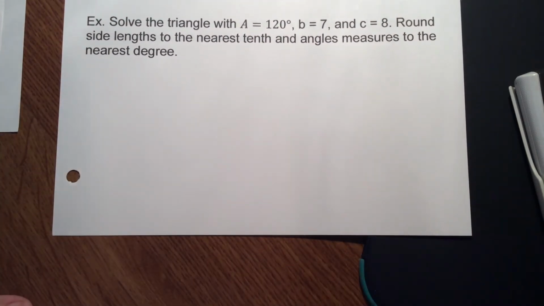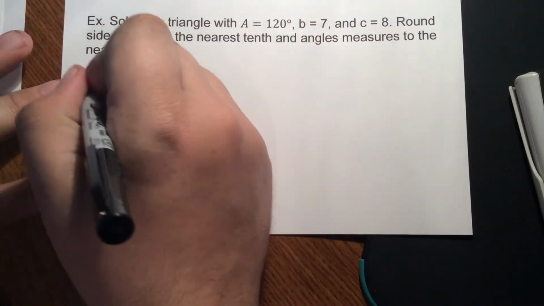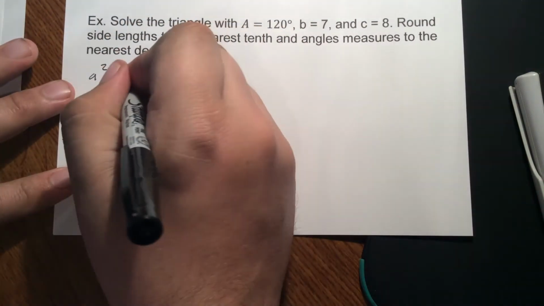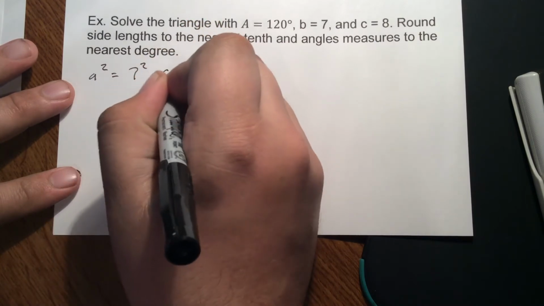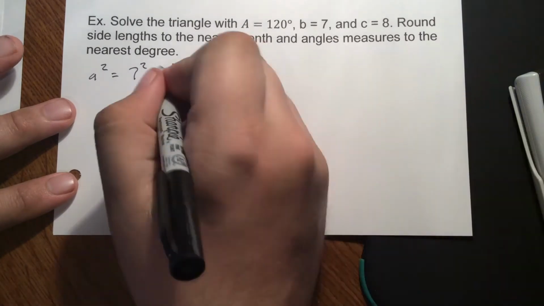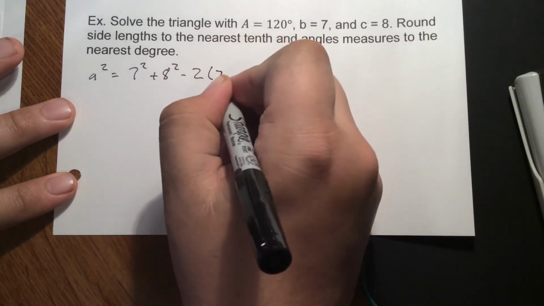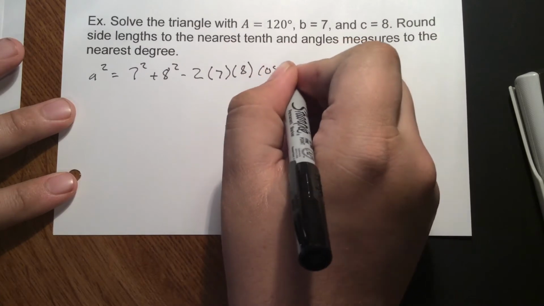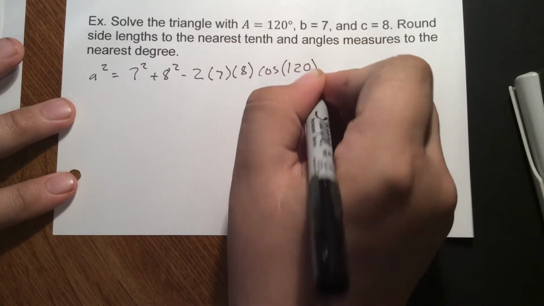So, again, we have b and c, the other two sides, and we have our angle A, the angle in between those two. So when we set this up, we're again going to look for side a. So 7 squared plus 8 squared minus 2 times 7 times 8 cosine 120.